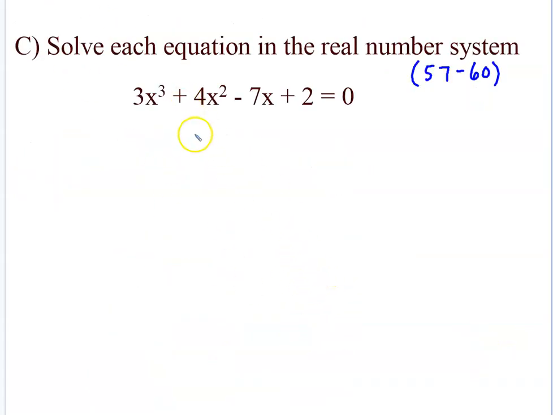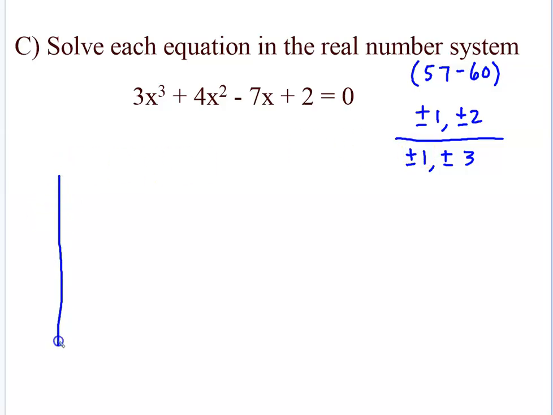All right, so one more time, these are solving equations in the real number system, basically the same thing. You're going to follow the same process. So you can do the rational zeros theorem, plus or minus 1, plus or minus 2. That's the factors of the last number divided by the factors of the first number, plus or minus 1, plus or minus 3. And go through, look at all the possibilities that come out of this.